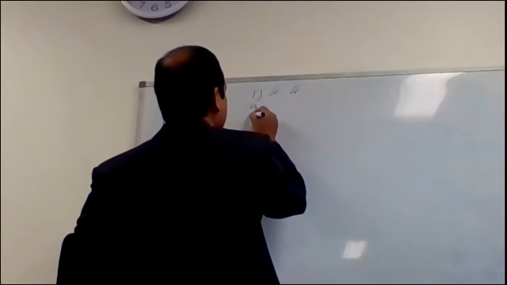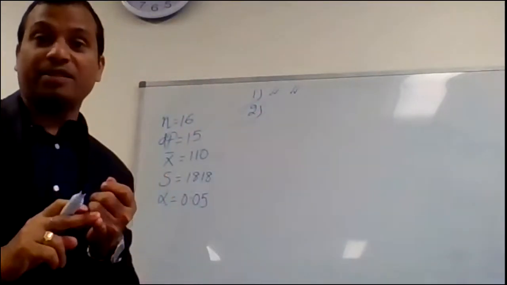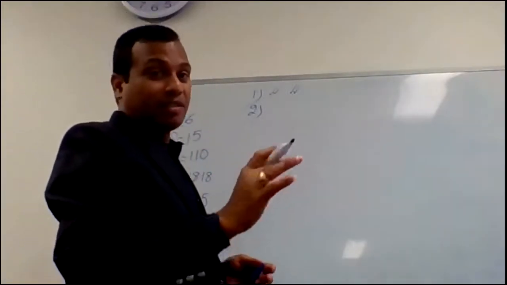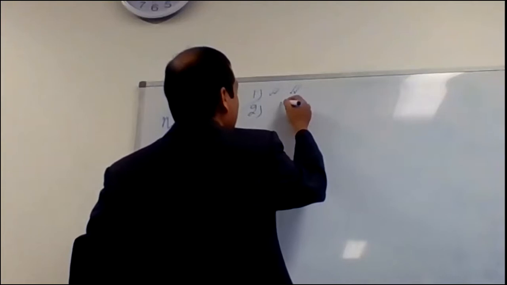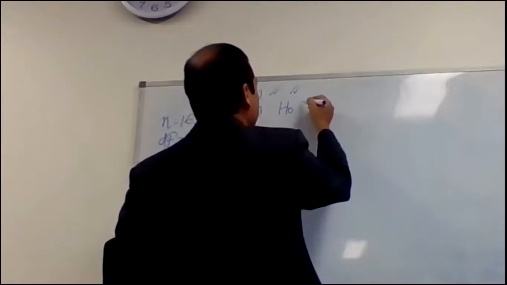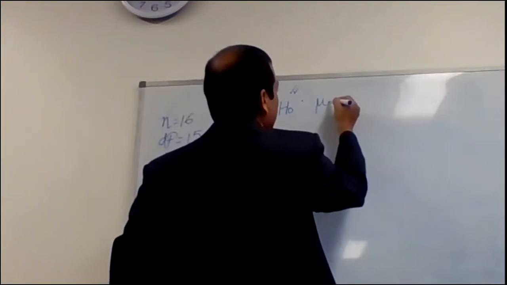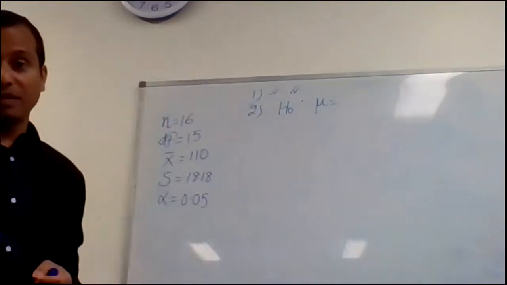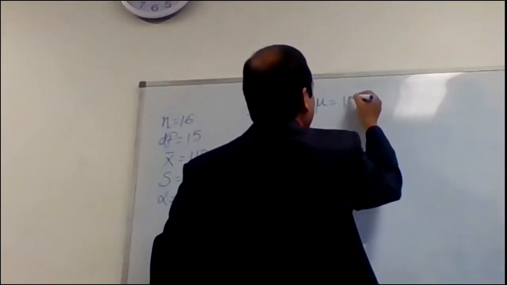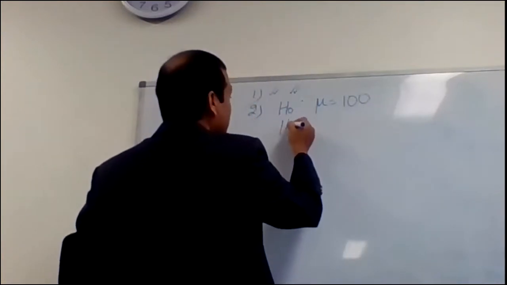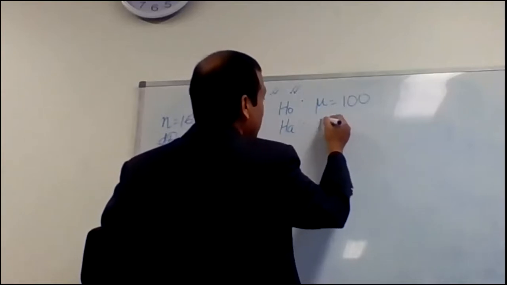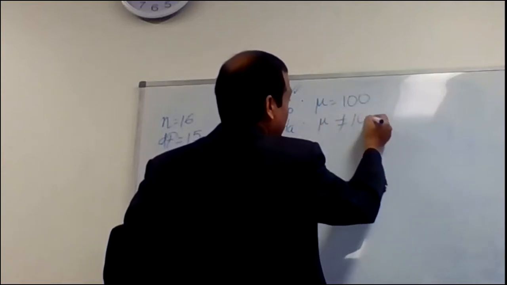The condition has been met. What is the second step? State the null hypothesis and alternative hypothesis. Fortunately, in this sum, they have been stated. The null hypothesis H0: mu is the mean of the population, so mu is 100. The alternative hypothesis HA: mu is not equal to 100.